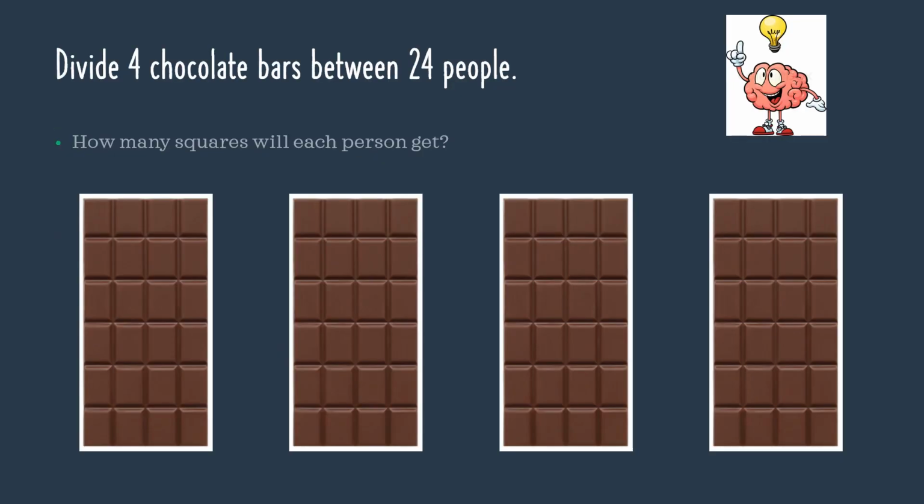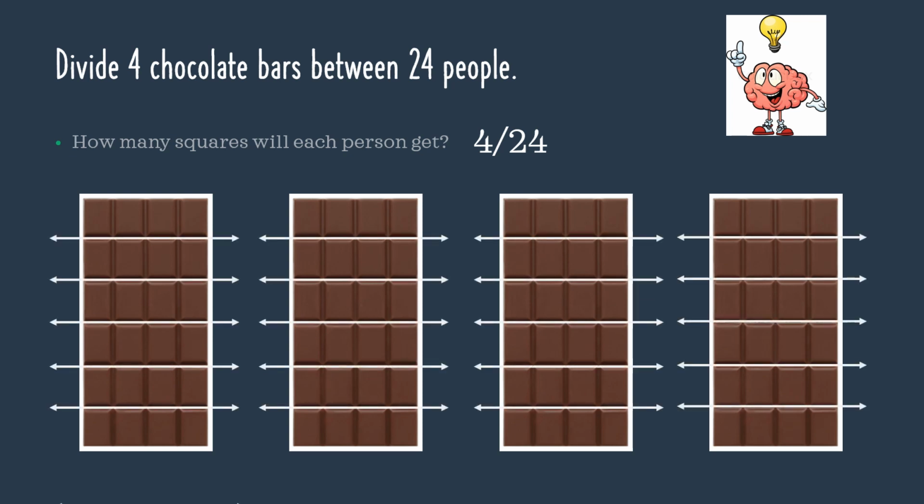How can we divide 4 chocolate bars between 24 people? How many squares will each person get? They are going to get 4 divided by 24 pieces. How can we divide that equally? This is how we divide.